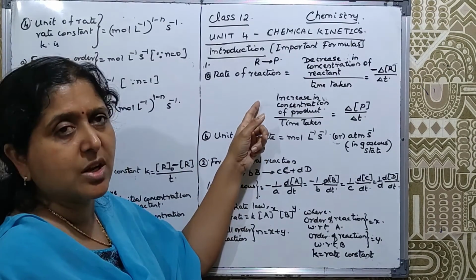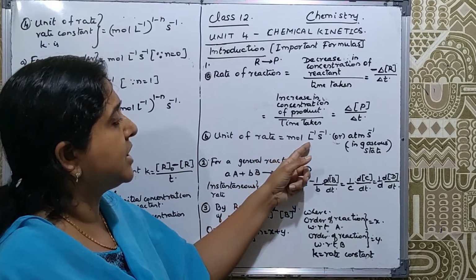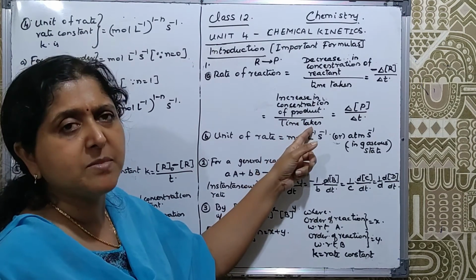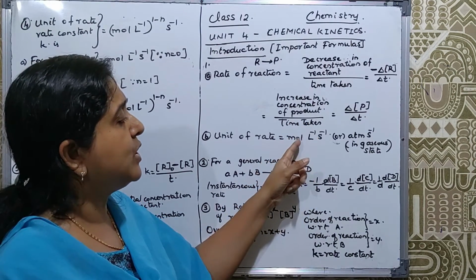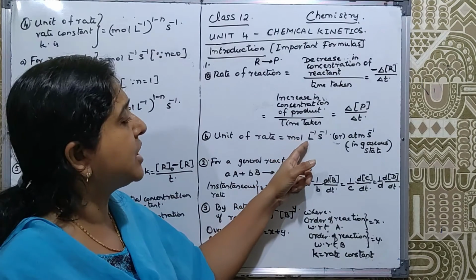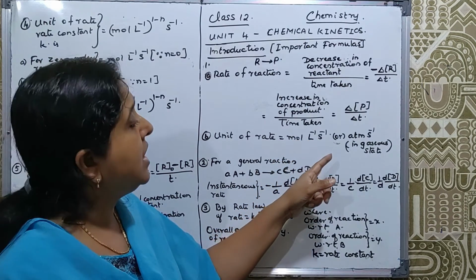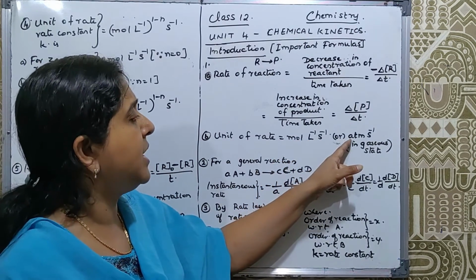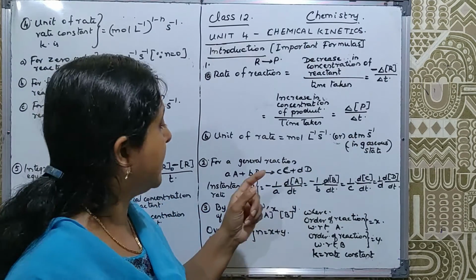Now the unit of rate is concentration divided by time. Concentration's unit is mol liter raised to minus 1, and time's unit is second. So, taking the time to the numerator, the unit is mol liter raised to minus 1, second raised to minus 1. In the gaseous state, it will be atmosphere, second raised to minus 1.